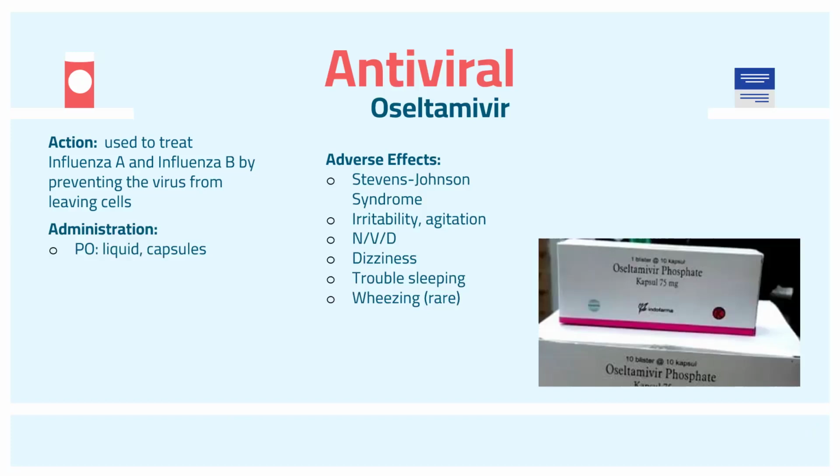So it's used to treat influenza A and B. It prevents the flu viruses from leaving cells where it's replicating. It can be given in liquid or capsules. The big thing about oseltamivir is it can cause Stevens-Johnson syndrome. Otherwise, the adverse effects are fairly typical for any sort of antibiotic or antiviral. We've got nausea, vomiting, diarrhea, dizziness. It can cause some irritability and agitation.